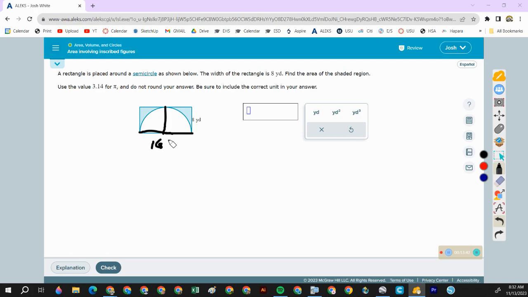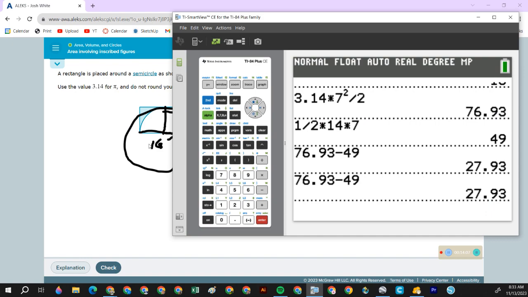So the area of the rectangle is going to be 16 times 8. And the area of the semicircle is going to be pi times 8 squared. That would give me the entire circle. Wow, that's a really good circle. But I only have half of it, so I divide this by 2. So the area of the rectangle, 16 times 8.